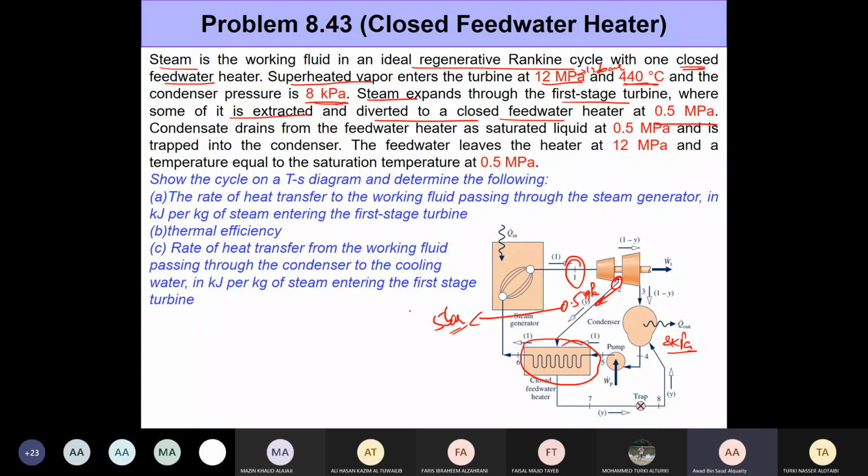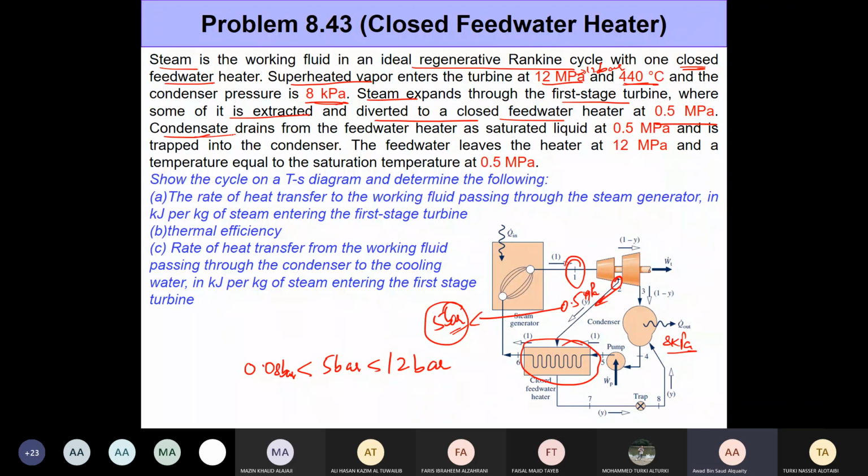As we have seen before, this pressure is somewhere between the boiler pressure, which is 120 bar, and the condenser pressure, which is 0.08 bar. So somewhere between these two. All right, so what else is given?